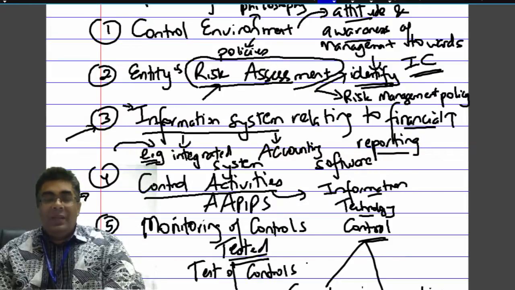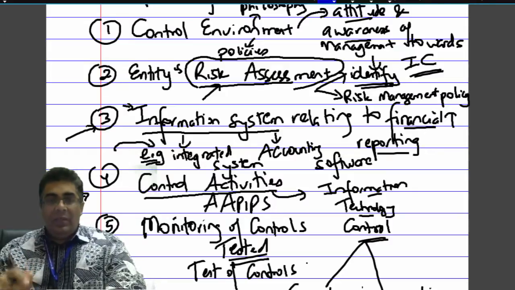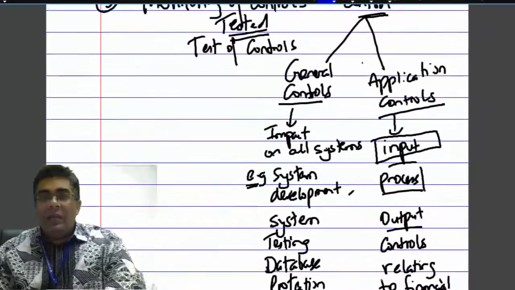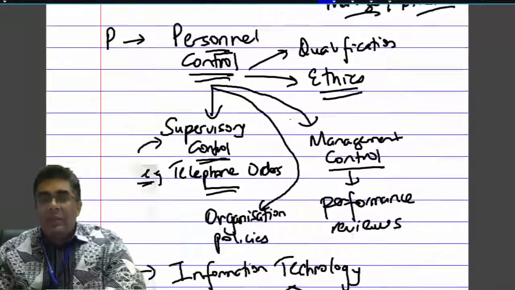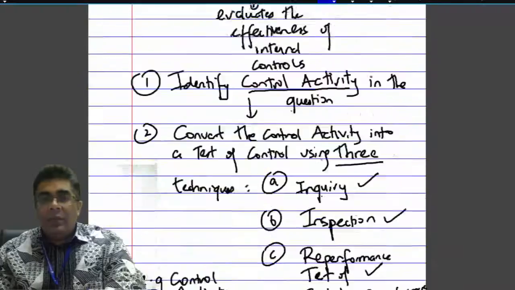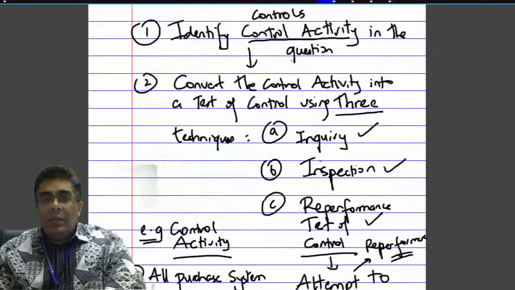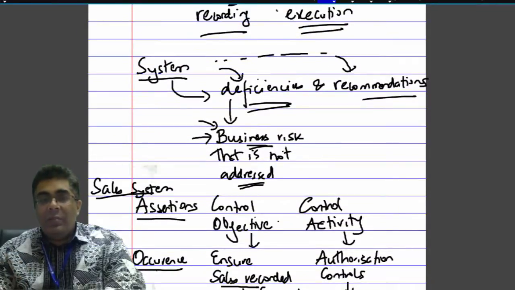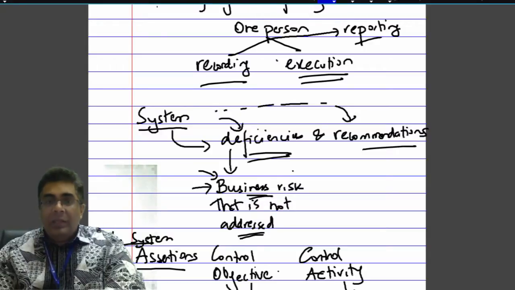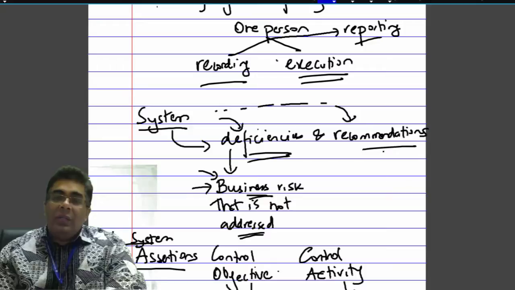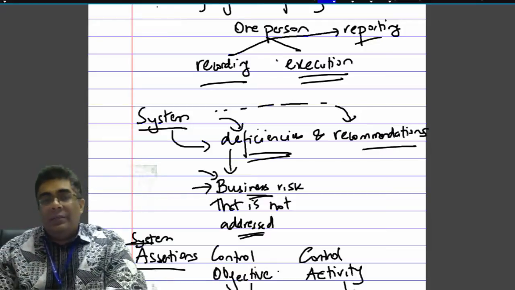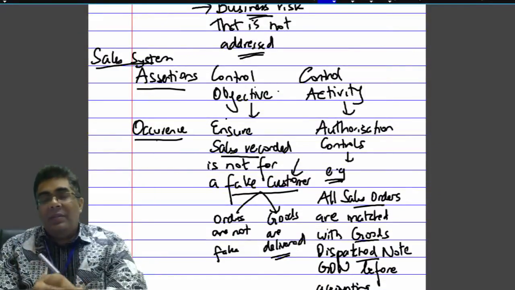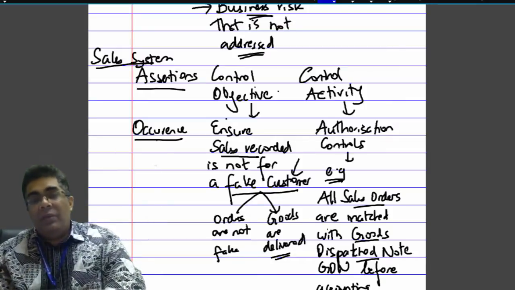Okay, so what kind of questions will come with this topic? Your major questions will be about these two topics. Number one, you will have a question where they will ask you to identify the deficiency and the recommendation. I have shared with you how to identify deficiency and recommendation. Whenever you talk about deficiency, always talk about the business risk in the company. Then we will make the recommendation based on the control activities that we have learned earlier. Second is how control activities can be converted into test of controls.